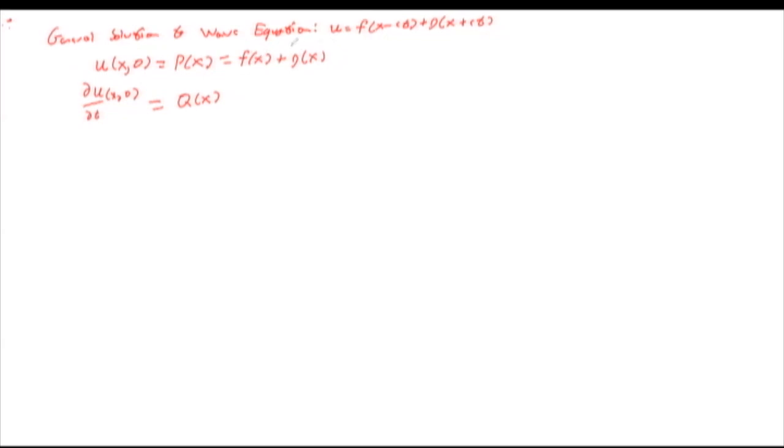So if you're familiar with the wave equation, you know the general solution of the wave equation is given by this. u is a function of f, which is itself a function of x minus ct, plus g of x plus ct.